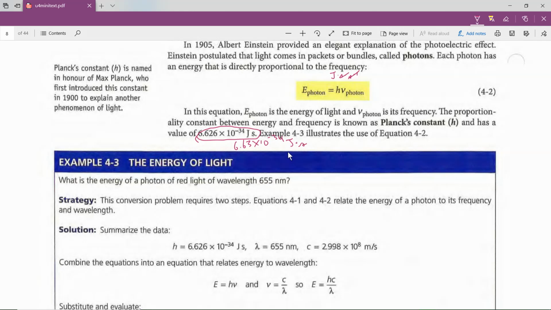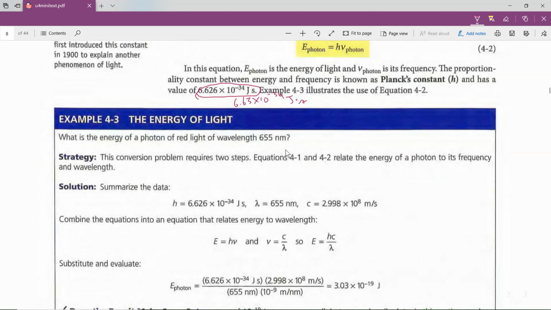I think Planck's constant was used in an episode of Stranger Things, or some secret code or something.